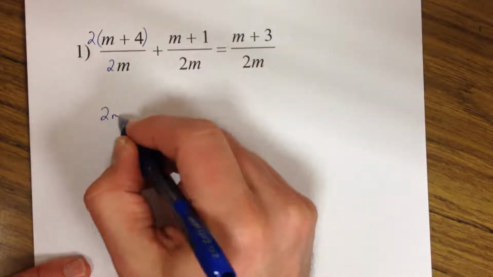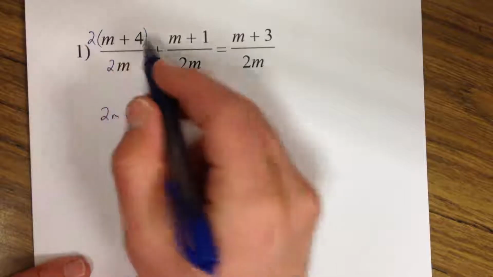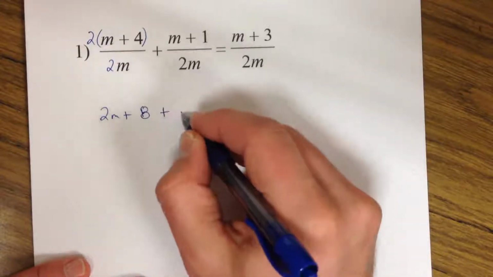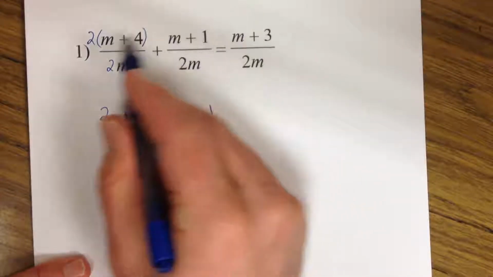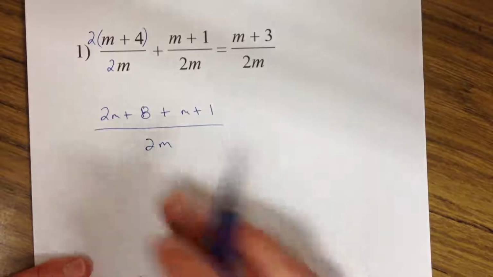So I get 2m plus, I'm distributing this, 2 times m is 2m. All right, 2 times 4 is 8. Plus m plus 1. I'm just basically putting this all together because I have a common denominator now of 2m.